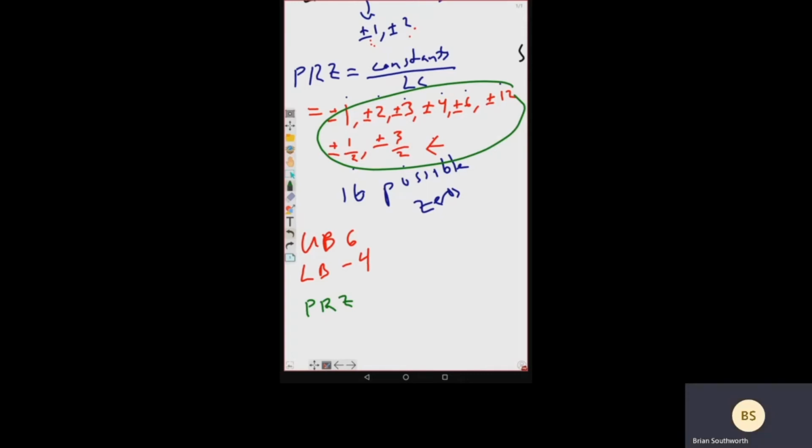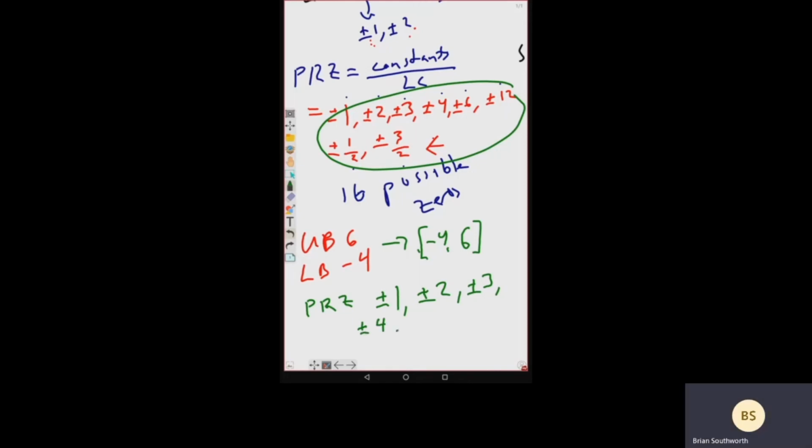So look at that. We are between minus 4 and 6. Our interval here is the closed interval from minus 4 to 6. Any number outside that on the number line, we're going to get rid of. So we keep plus or minus 1, plus or minus 2, plus or minus 3. We're going to keep plus or minus 4.